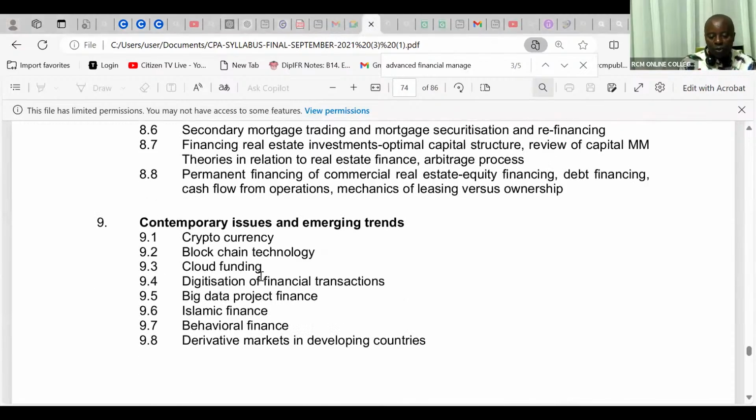Then we have contemporary issues and emerging trends. For example, we have cryptocurrency. These are quite risky assets to deal with, very risky. I know friends who have lost serious money. You must know of your friends or even yourselves who have lost a lot of money in Ethereum, Bitcoins. Because there are so many fraudsters who operate in this particular space.